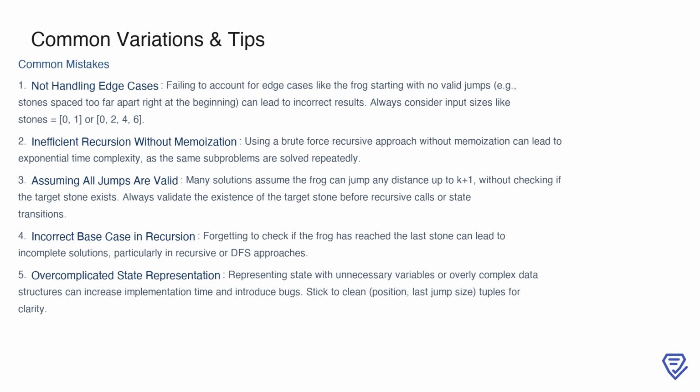Additionally, forgetting to include a base case that checks if the frog has reached the last stone can result in incomplete or incorrect solutions, particularly for recursive or DFS-based approaches. Finally, using an overcomplicated state representation with unnecessary variables or overly complex data structures can make your implementation harder to debug and more error-prone. A clean representation using just the position and the last jump size is typically sufficient and much easier to work with.